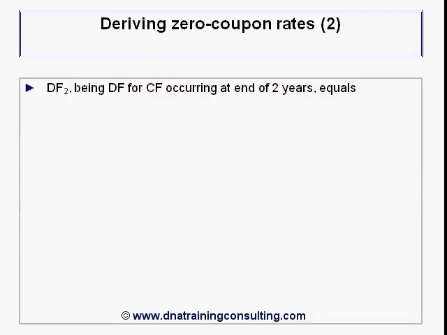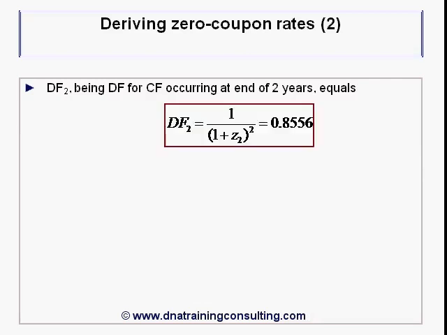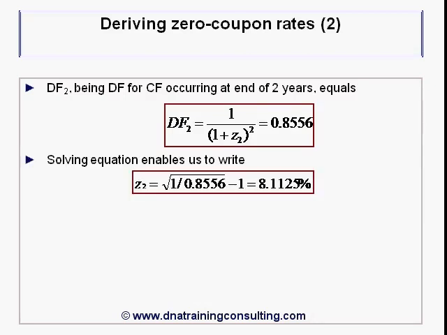Furthermore, df2 being the discount factor for a cash flow occurring at the end of 2 years equals 1 over 1 plus the zero coupon rate for 2 years squared, and therefore solving the equation enables us to write z2 is the square root of 1 over 0.8556 minus 1, which becomes 8.1125%.